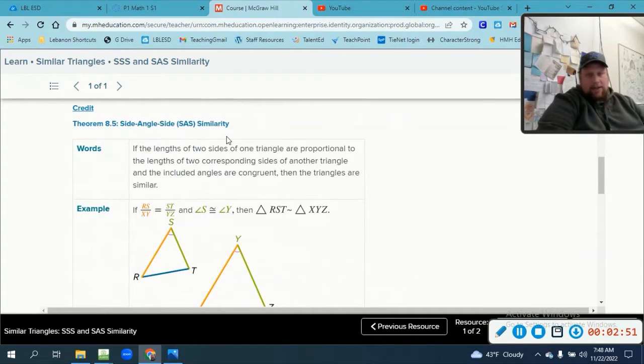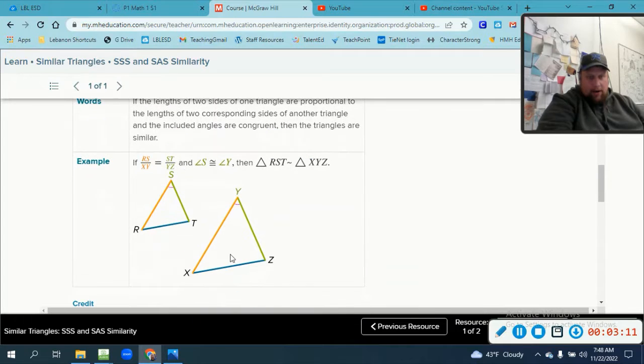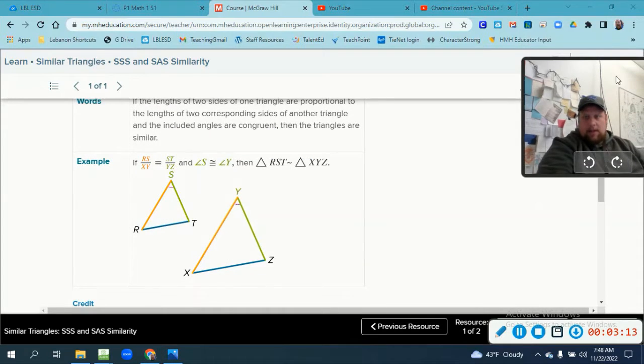And the side angle side similarity. So these are like the congruencies, but they're similarity. This says, if the lengths of two sides of one triangle are proportional to the lengths of two corresponding sides of another triangle, and the included angles are congruent, so that angle in between them. So in other words, I know that RS is proportional to XY right here. Let me see it all the way. Here, let's make this bigger then.